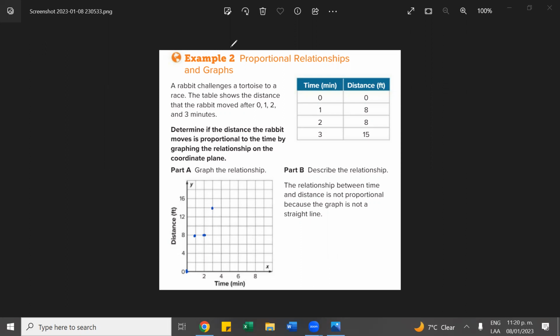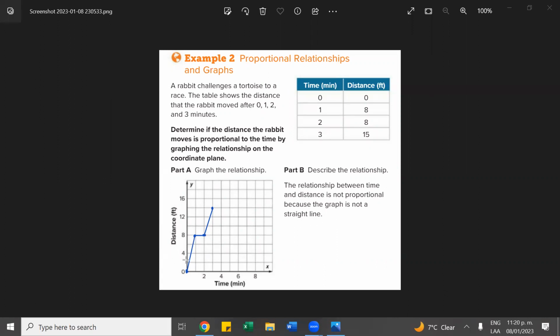Now, what we have to do is graph this line. If you see, we have a line that goes right here, and then it goes right here, and then it goes right here. Part A says graph the relationship. We already did. Part B says describe the relationship. So the relationship between time and distance is not proportional because the graph is not a straight line.